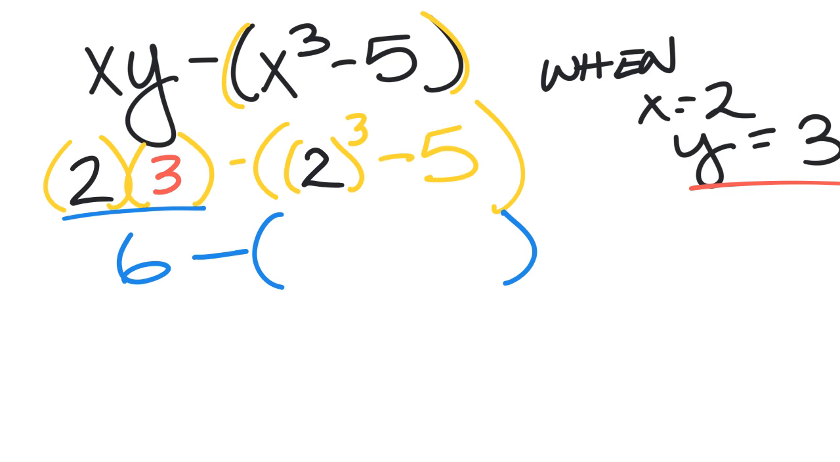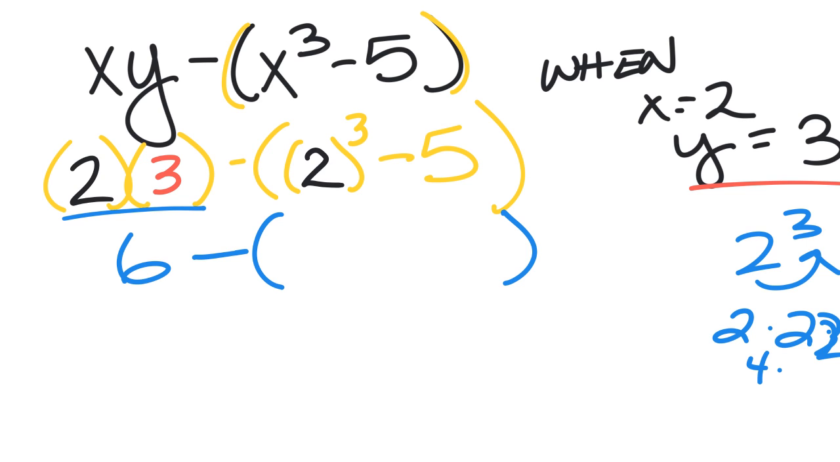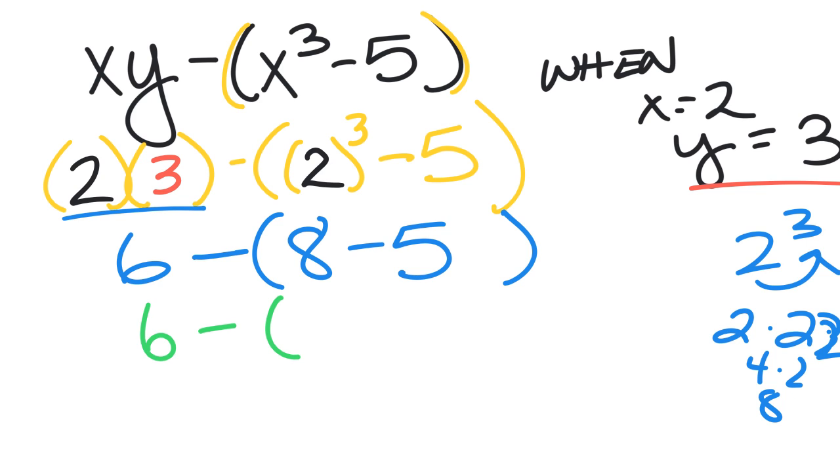So I'm going to go 2 to the third power. Please remember, 2 to the third power is not base times exponent. It's used as a factor 3 times. So 2 times 2 is 4, times 2 is 8. And if you know that right off the bat, great, put an 8 in there. Minus 5. Keep working vertically. So this is 6 minus the quantity of 8 minus 5, which is 3.